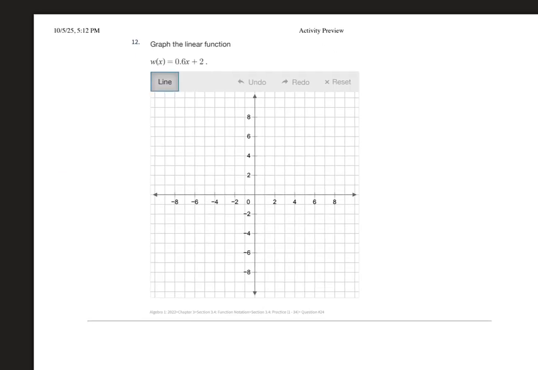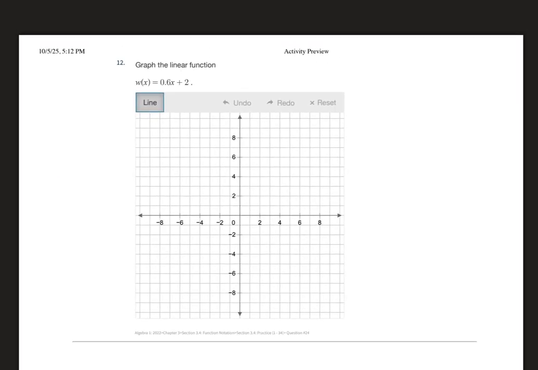Very similar. Graph the linear function. So we know that it's got a y-intercept of 2. And, okay, now let's talk about that. You might think, I can't do that. It's 6/10, right? 0.6 is really 6/10, which we could reduce to 3/5. And you might ask, why would I reduce it?